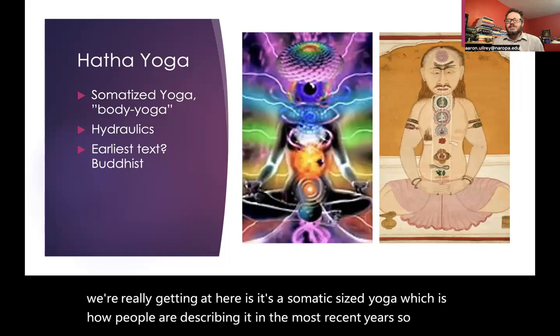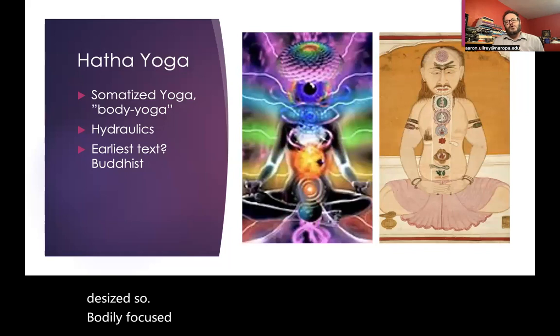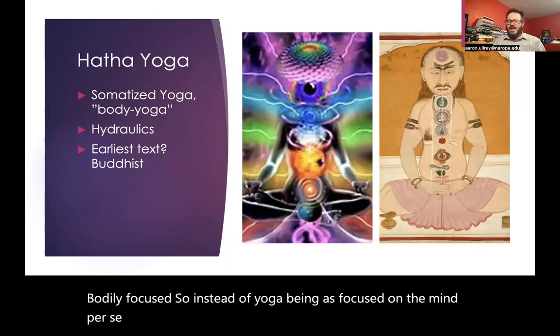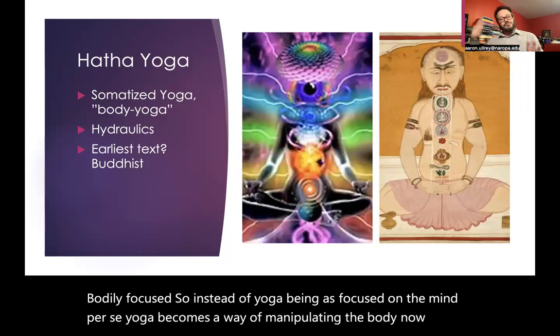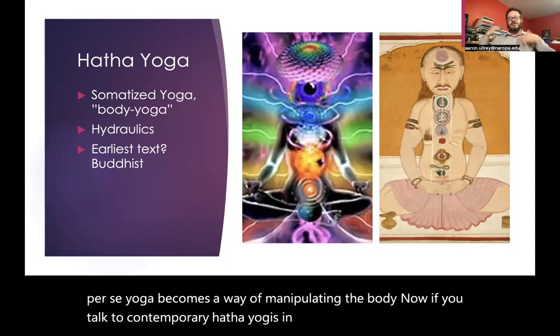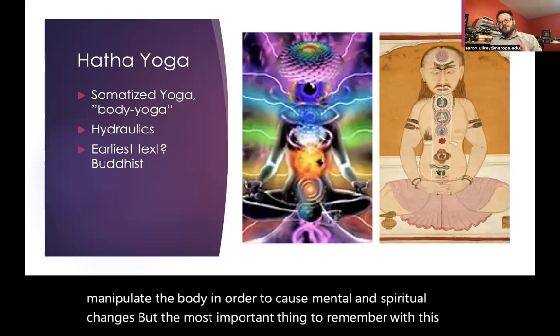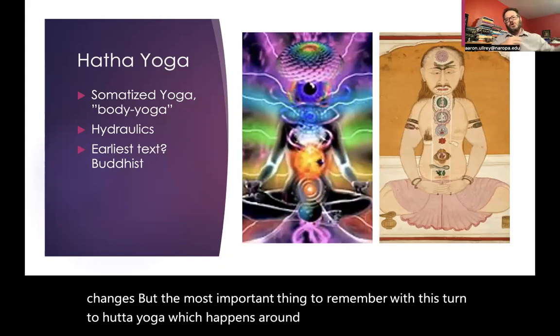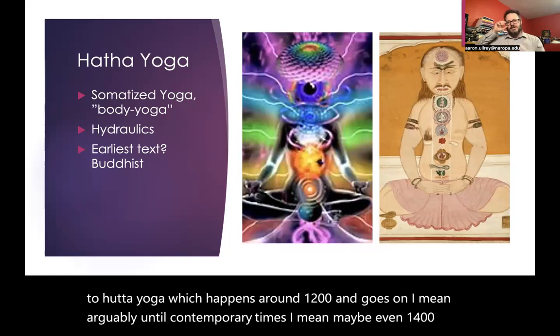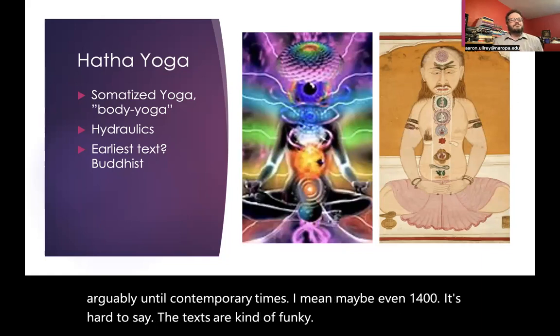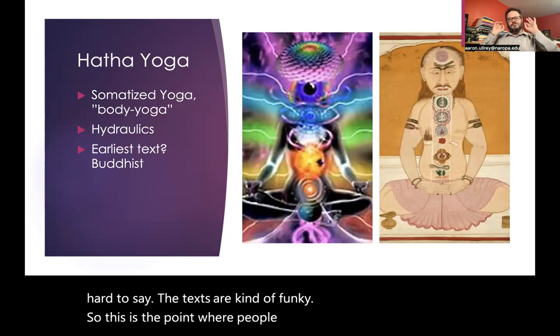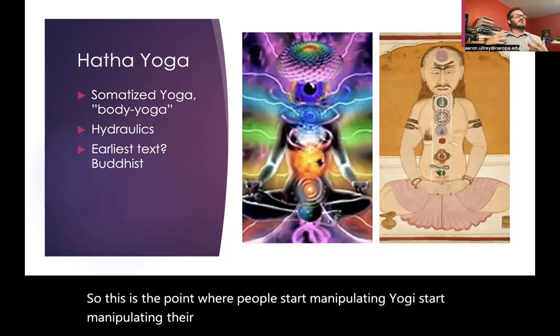Somaticized, so bodily focused. So instead of yoga being as focused on the mind per se, yoga becomes a way of manipulating the body. Now, if you talk to contemporary Hatha yogis in India, they'll say that they manipulate the body in order to cause mental and spiritual changes. But the most important thing to remember with this turn to Hatha Yoga, which happens around 1200 and goes on, arguably until contemporary times, maybe even 1400, it's hard to say, the texts are kind of funky, is that this is the point where yogis start manipulating their bodies using physical techniques.